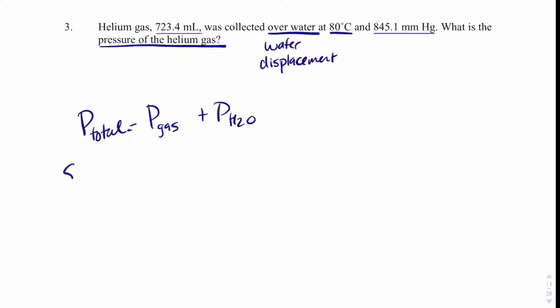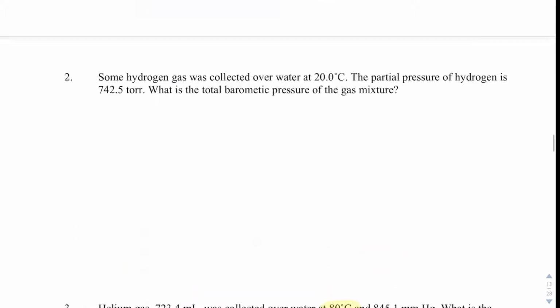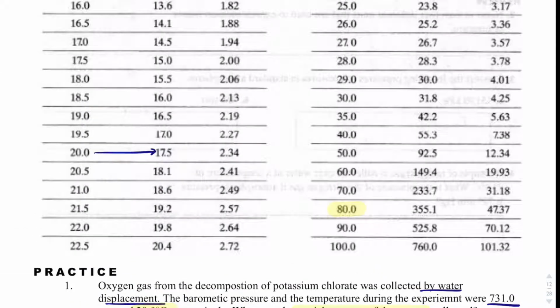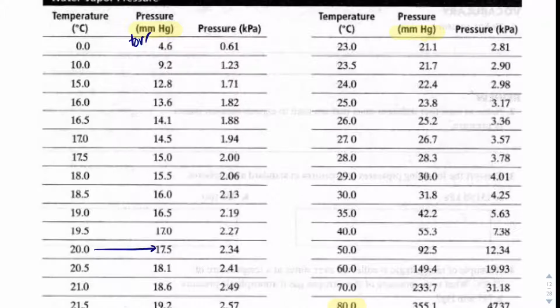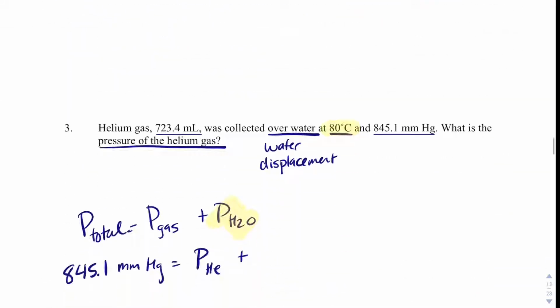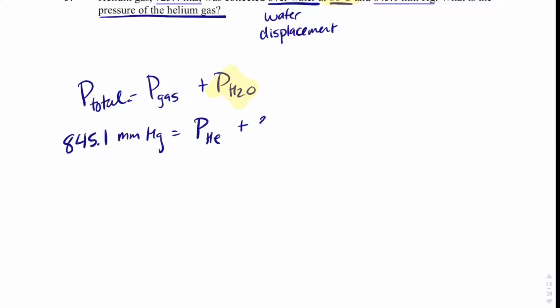The total pressure is 845.1 millimeters of mercury. The pressure of the gas that we care about is helium. And then I've just got to figure out my water vapor pressure. Well, we're at 80 degrees Celsius, so I'm just going to scroll up and say, okay, at 80 degrees Celsius, the millimeters of mercury would be 355.1. So if I subtract that away from each side, the pressure of helium that I get is 490.0 millimeters of mercury. Okay.